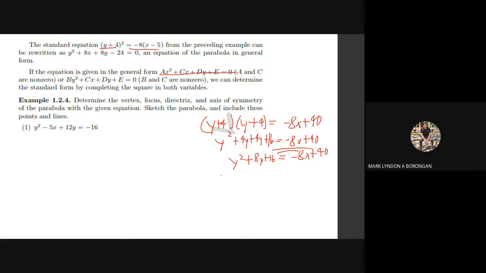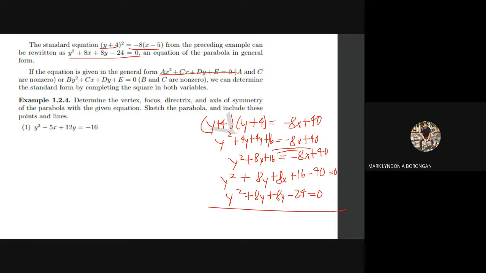So, y squared plus 8y, plus negative 8x, which becomes positive 8x when moved. So, positive 8x, then plus 16 minus 40, which is negative 24, equals 0. So the final form will be y squared plus 8y plus 8x minus 24, which is equal to 0. So, consider that.